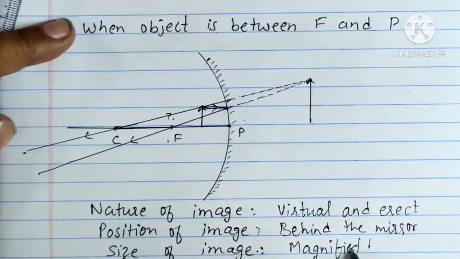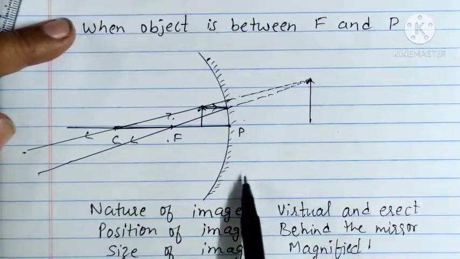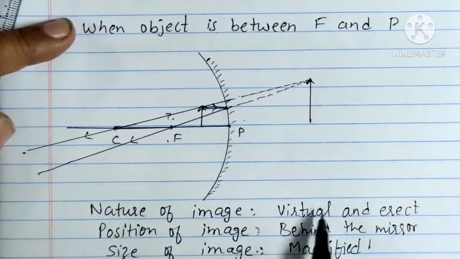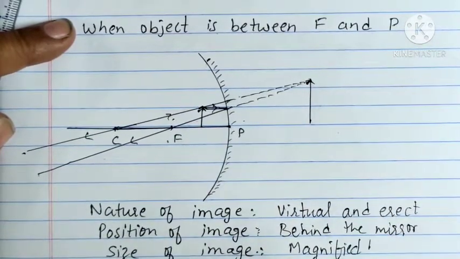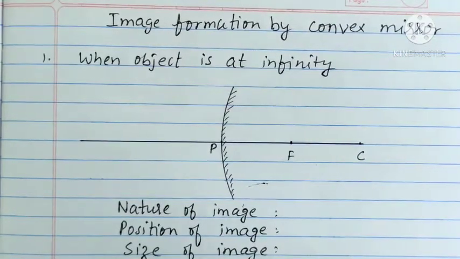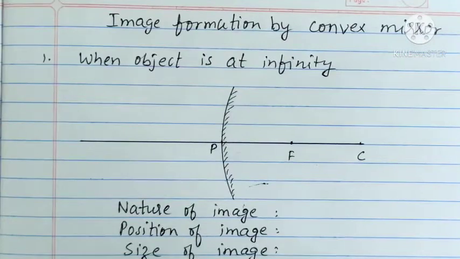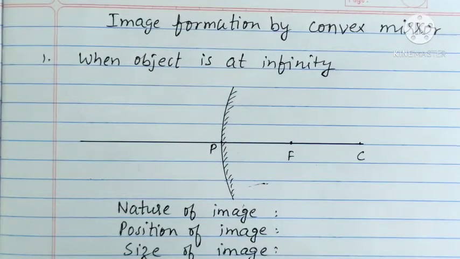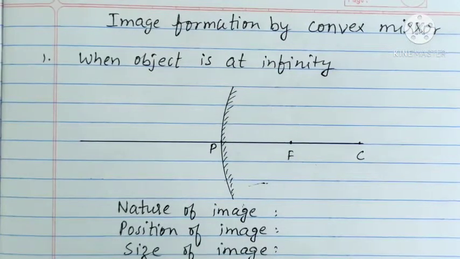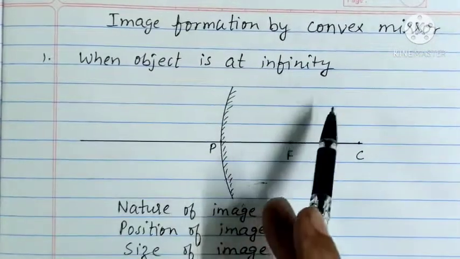This is the only case when the object is kept in front of a concave mirror where the image formed is virtual and erect. Now let us draw the image formation by convex mirror. In the convex mirror there are only two cases. Case 1 is when the object is at infinity, and case 2 is when the object is between infinity and pole. Let us draw the first ray diagram when the object is at infinity.